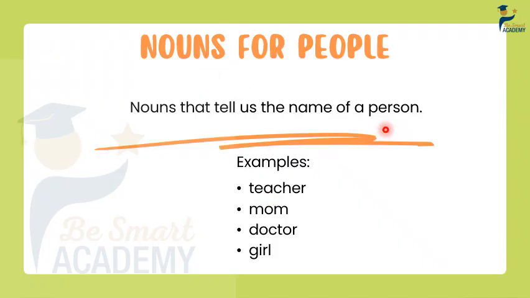Then the same goes for the word mom. The same goes for the word doctor. And also the same goes for the word girl. And many more examples. So, what you have to know is that a noun is a word that tells us the name of a person. This is one of the options.